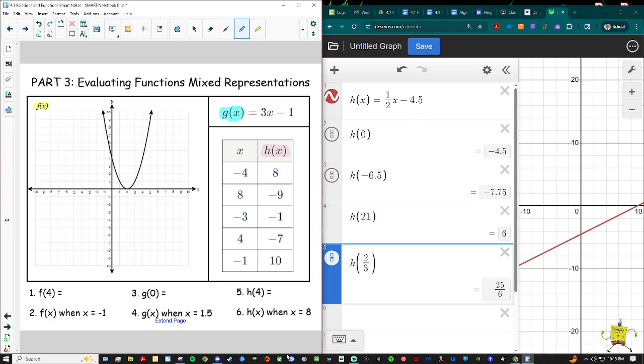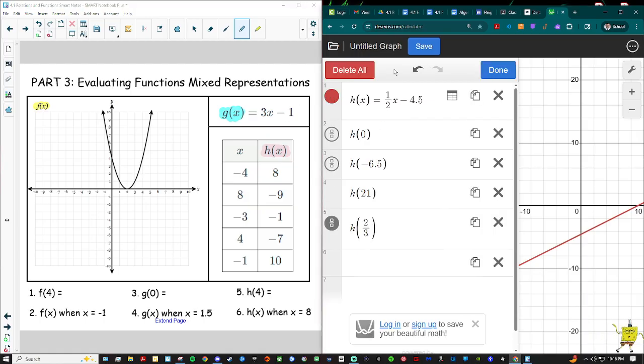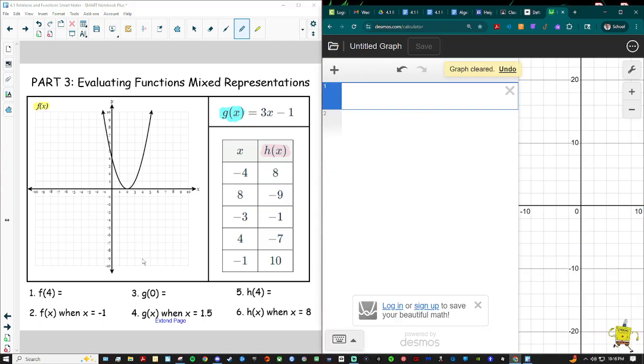Okay, last one. Here's evaluating using different representations. Sometimes we're given a table, sometimes we're given a function, sometimes we're given the graph. I'm going to show you how to do them all these different ways.